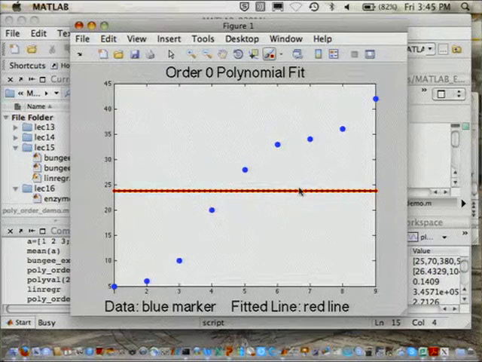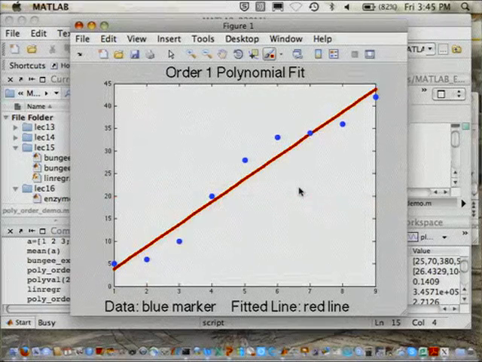Is the mean a good approximation to the function? No, it's a terrible approximation. Well, what happens if we use polyfit(x,y,1)? Well, we're now getting something which is the linear regression. It's exactly equivalent to the linear regression. We can see that that's improved things enormously. The errors are much, much smaller.